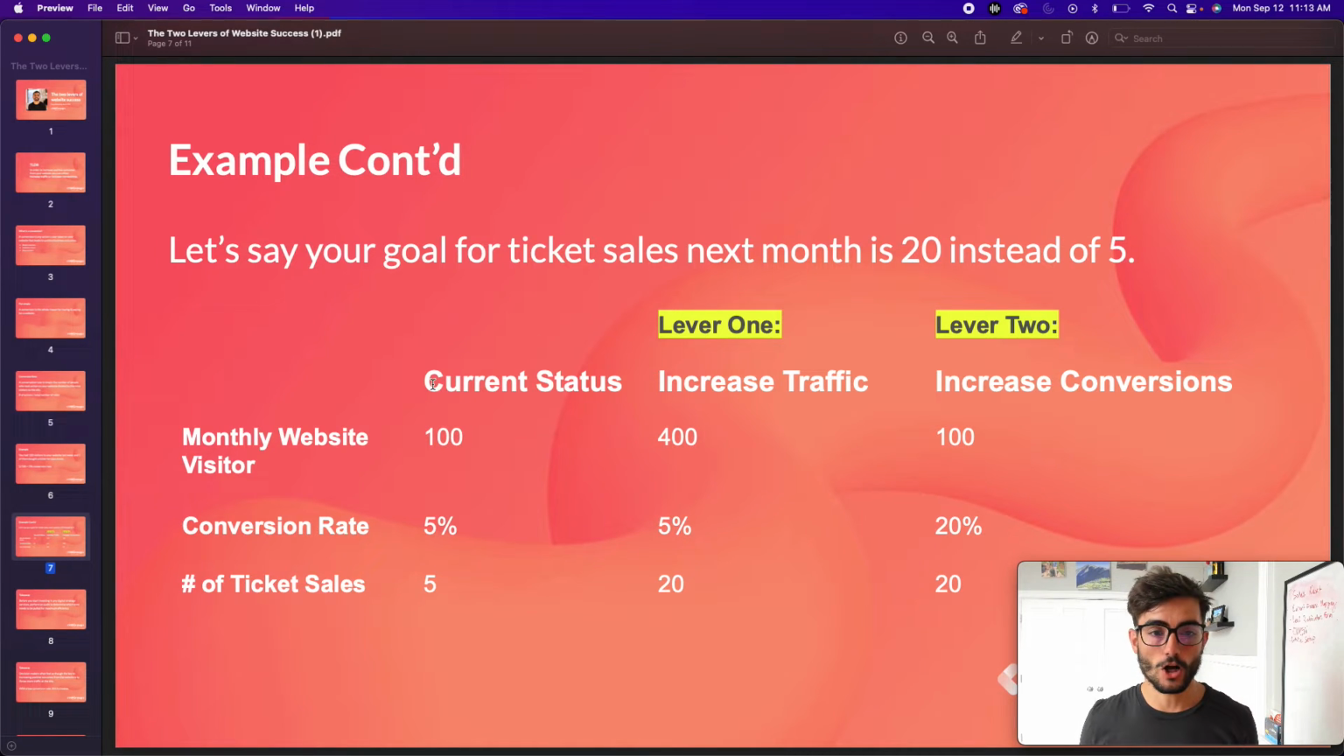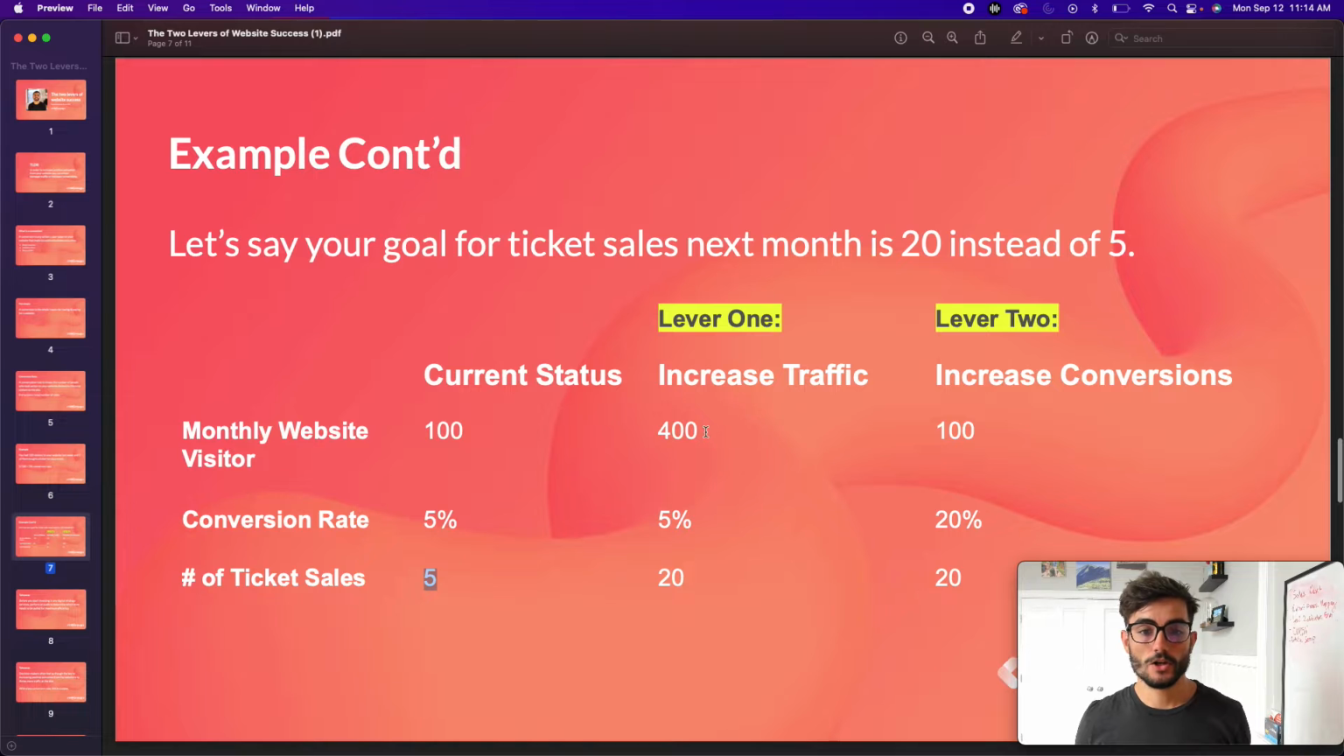So here on the left column, you'll see our current status. We have 100 visitors to our website over the course of the month, a 5% conversion rate. That equals 5 ticket sales over the course of the month. Let's say you pull lever 1, which is increase in traffic. So you pay for ads, all sorts of ads, Google ads, Facebook ads, Instagram ads, and you get that number to 400.